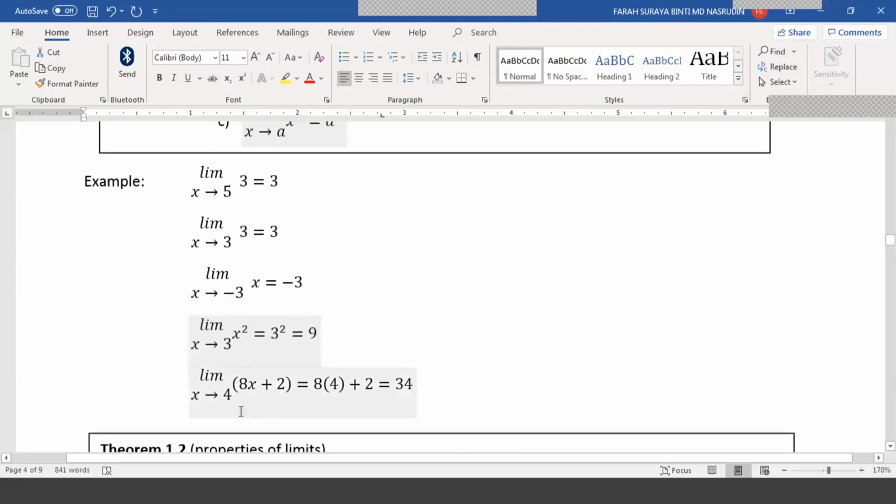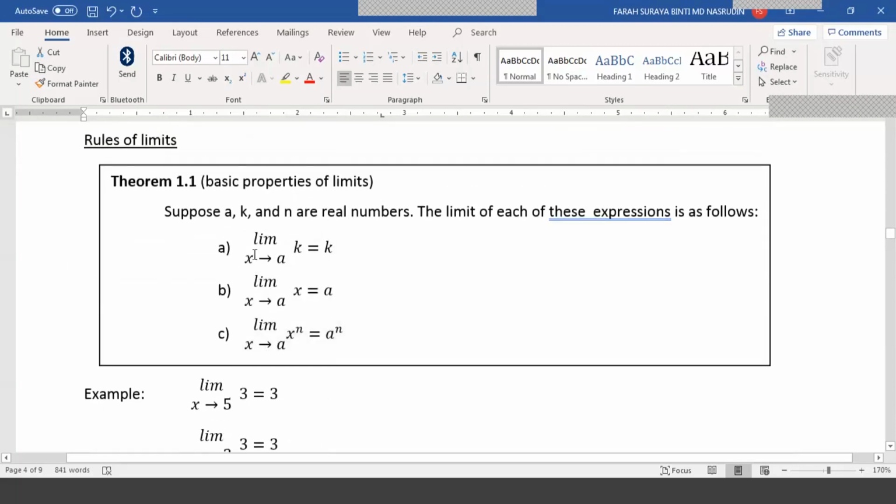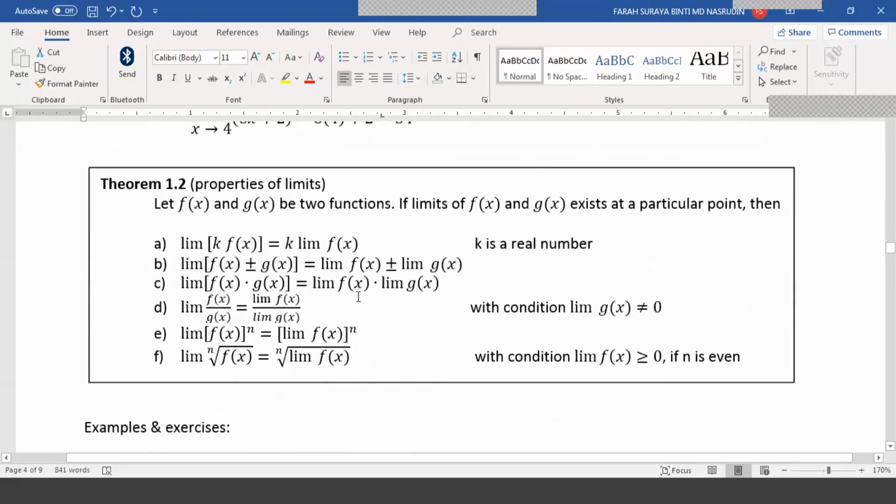Okay, the other example is limit X approaches 4. Okay, the function is 8x plus 2. So, just masukkan 4 ni dalam ni akan jadi 8 darab 4 tambah 2. So, jadi 34. Okay, so itu cara nak solve soalan-soalan limit yang tak ada graf. Kalau ada graf tadi awak tengok graf untuk dapat jawapan dia. So, kalau yang tak ada graf, kita kena guna law yang ni lah. Okay, rules of limit ni. Okay, and then we have properties of limit.